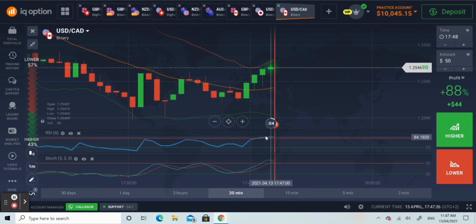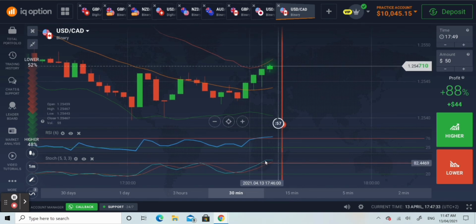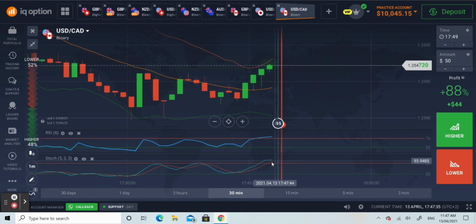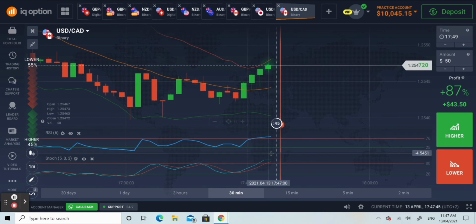So the RSI is curving to point down, which is an indication that the market is changing direction. Also, the stochastic hasn't really crossed the red line as yet, which means the blue line hasn't crossed the red line as yet, but it's getting ready to change direction. So you see it's touching the upper Bollinger Band, so it's just a matter of time.